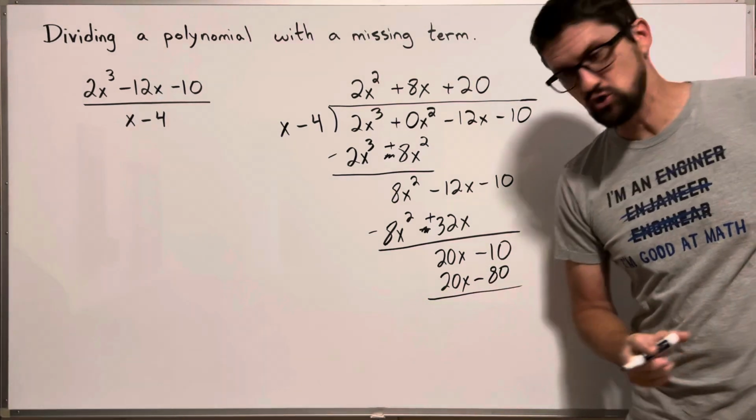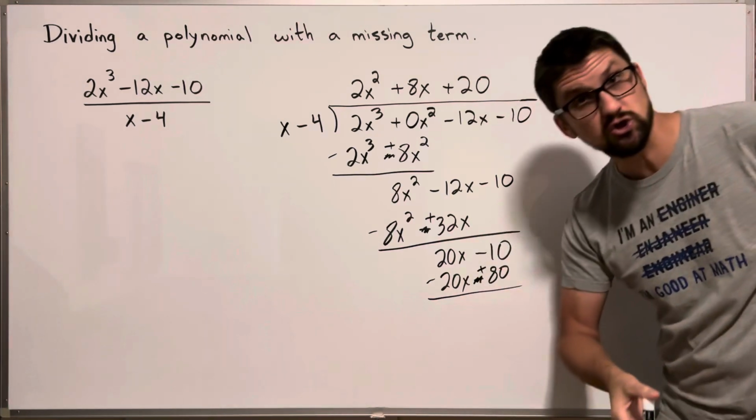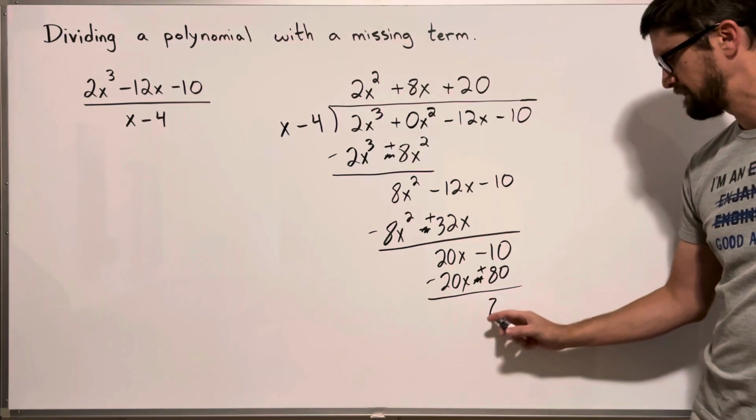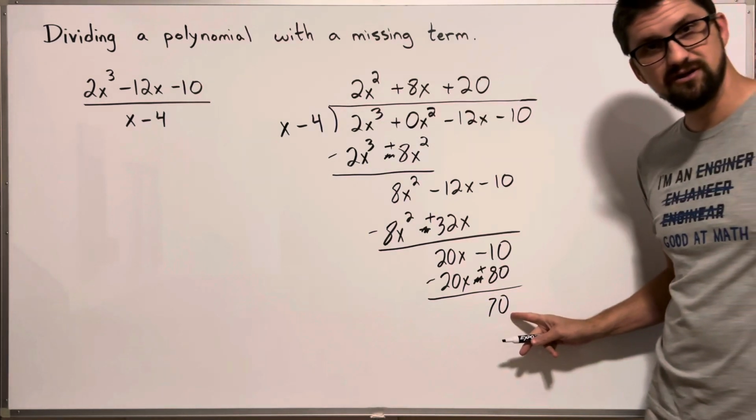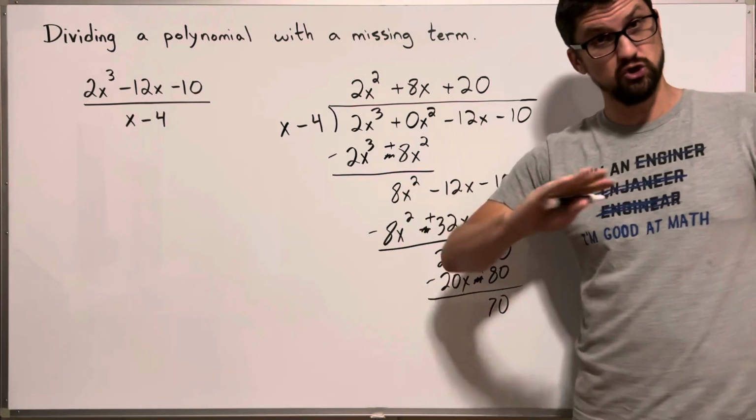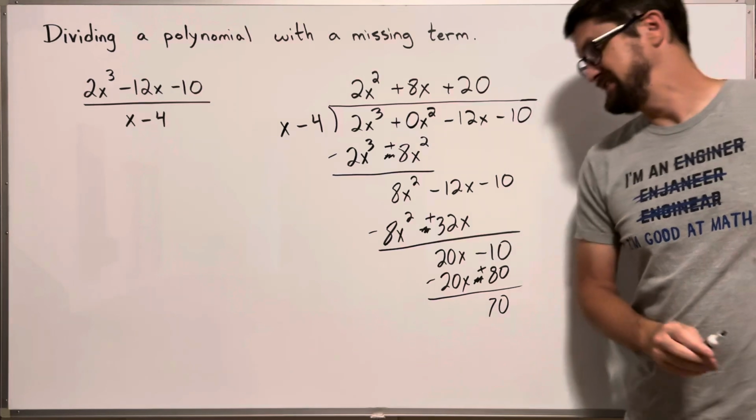And again, you want to subtract. So change those signs. The 20x's are gone. Negative 10 plus 80 is 70. When the degree of this remainder is less than the degree of this, then you're done. So our remainder is 70.